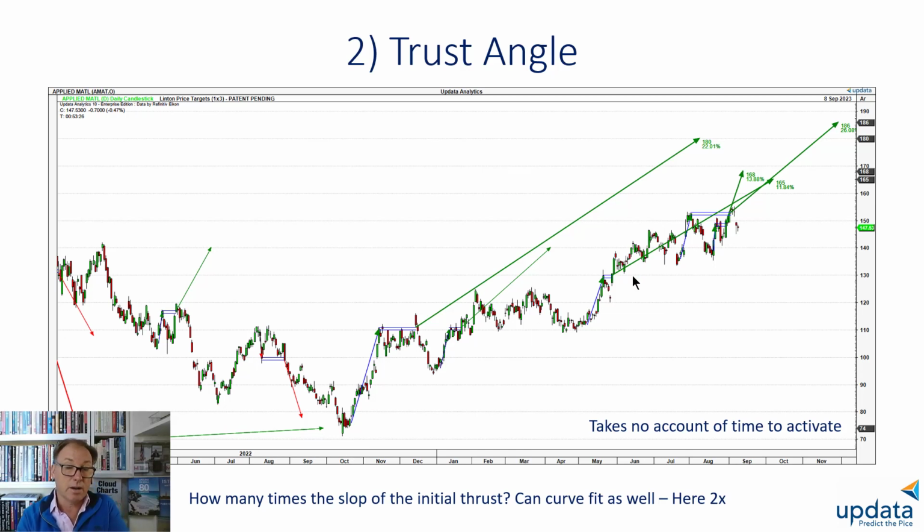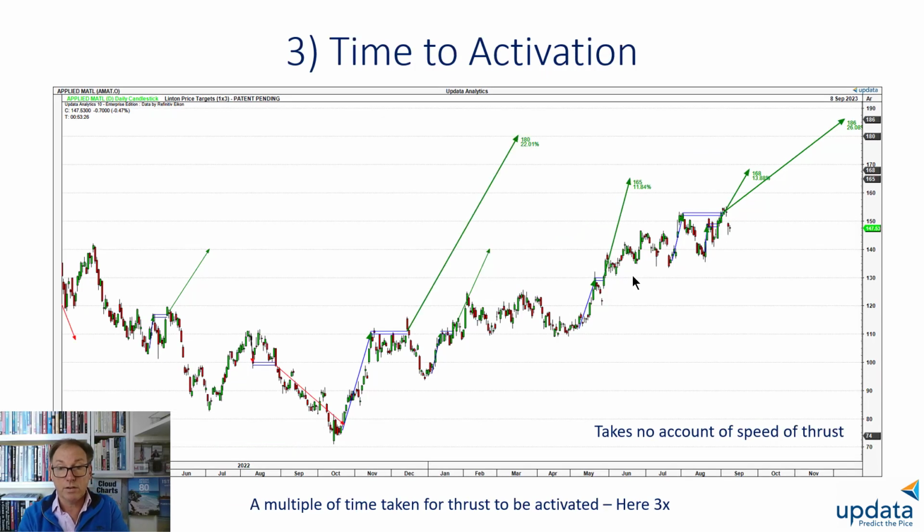It takes no account of the time to activate, and conversely you can do how long did it take to activate. So here, this is the time it took for the thrust to actually be activated. If it's longer, the target will take longer. And so here we see one that was longer. This one was quite short, so it's quick. This one was quite a long activation, so it's long. So it takes no account of the speed of the thrust. It just says how long did it take to activate. So that's another possible technique.